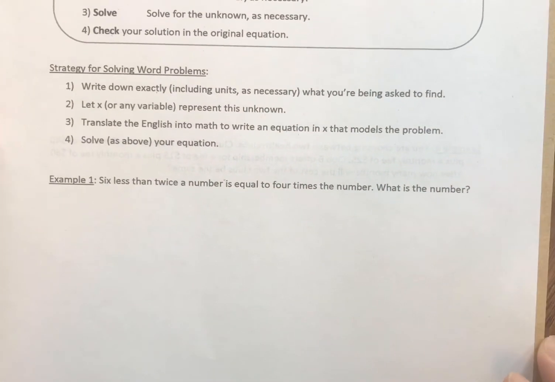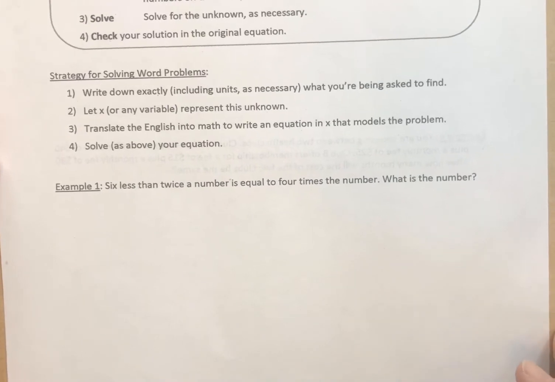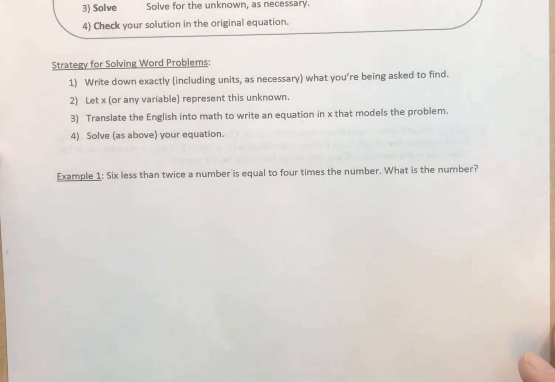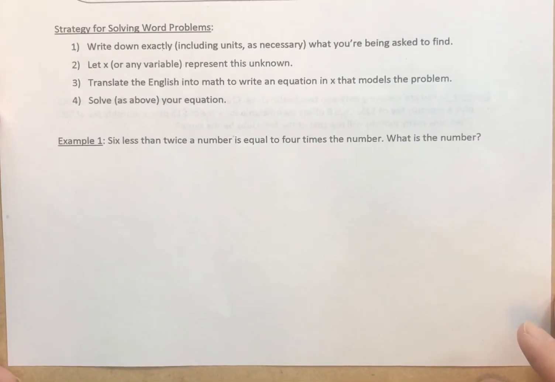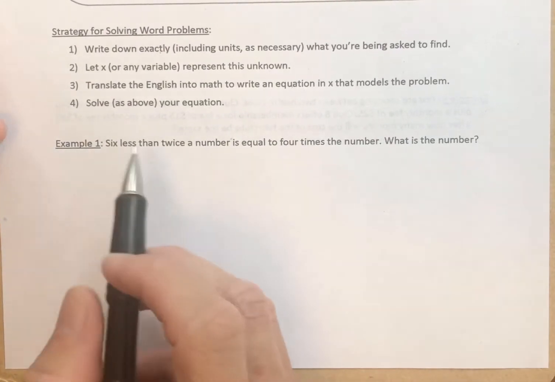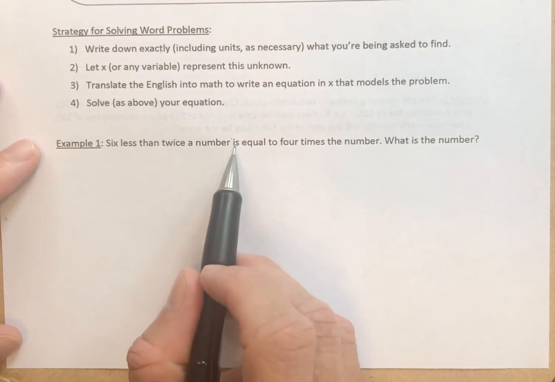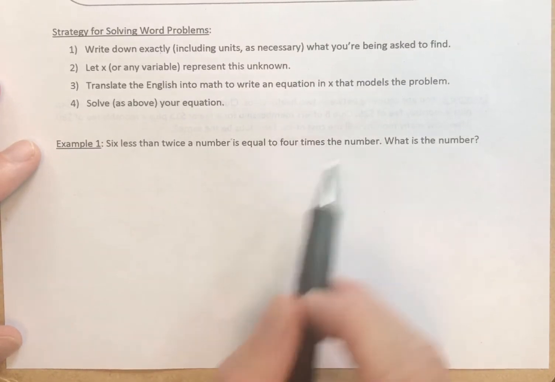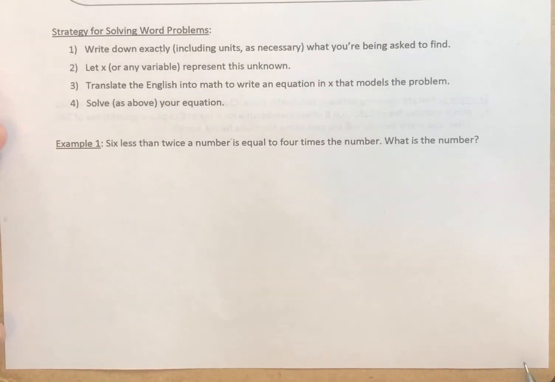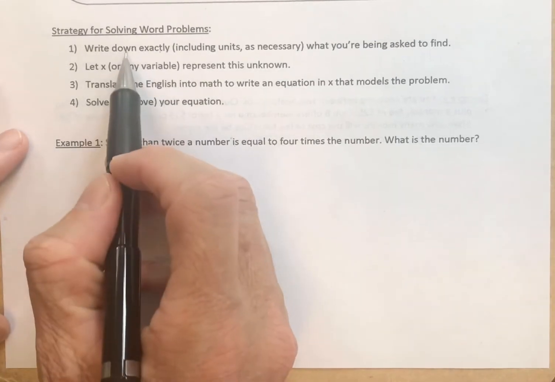All right, example 1. 6 less than twice a number is equal to 4 times the number. What is the number?